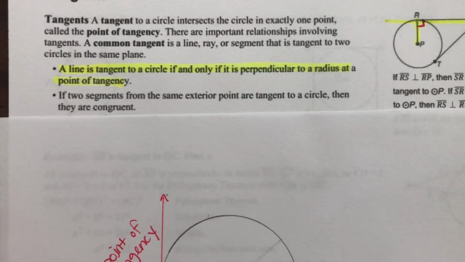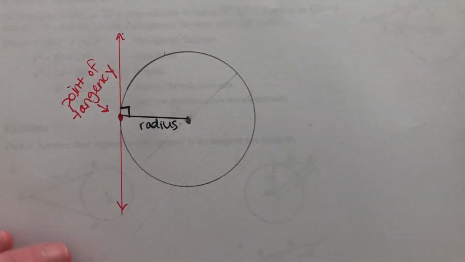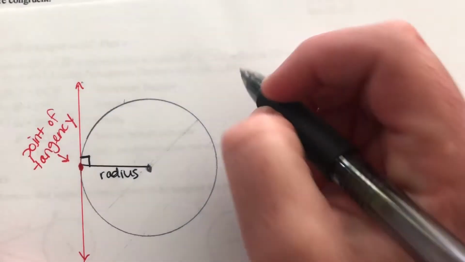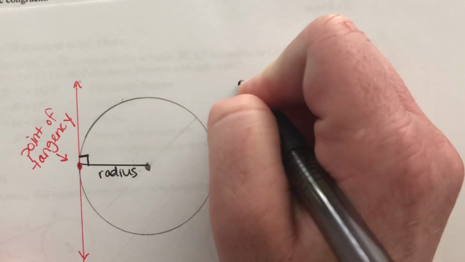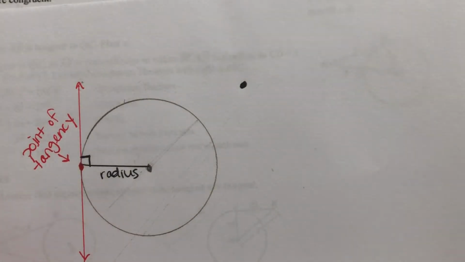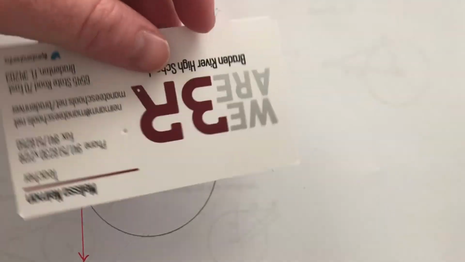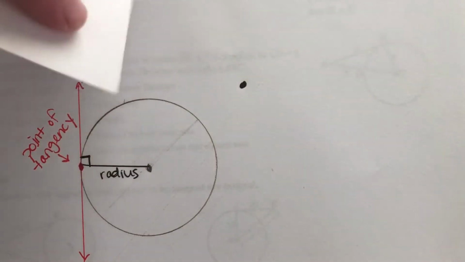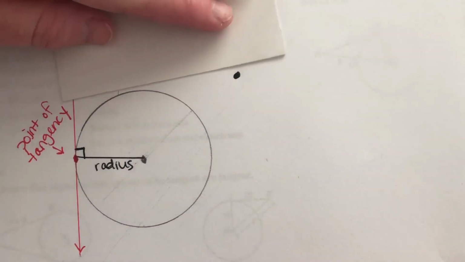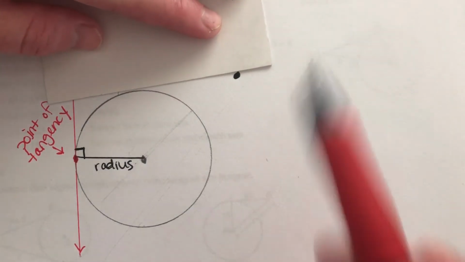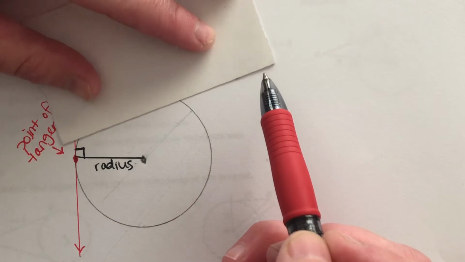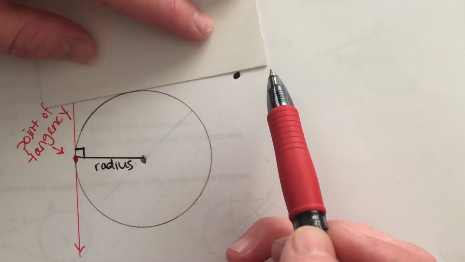The second rule is if we had some kind of point, let's say right here, outside the circle, right? The two lines that I could draw from that point to the points of tangency would both be congruent. What do I mean by that? If I drew, got my little Braden River business card here. If I drew a line tangent to my circle from this point, I can draw a line anywhere from that point, right? But I want it to be tangent to my circle.